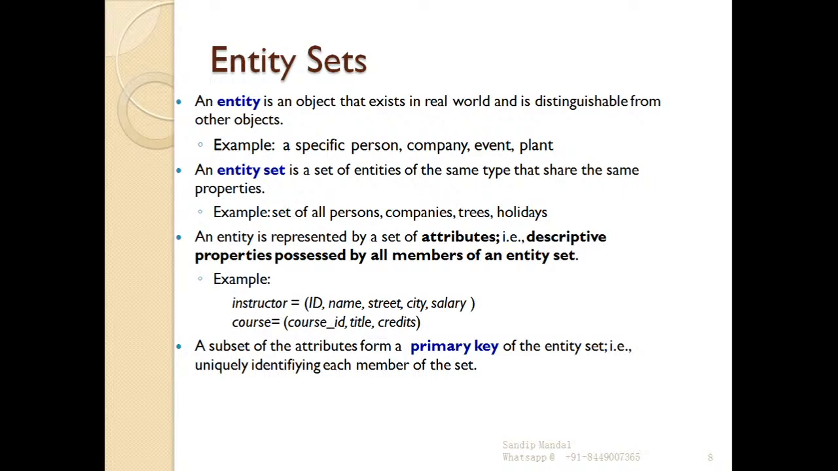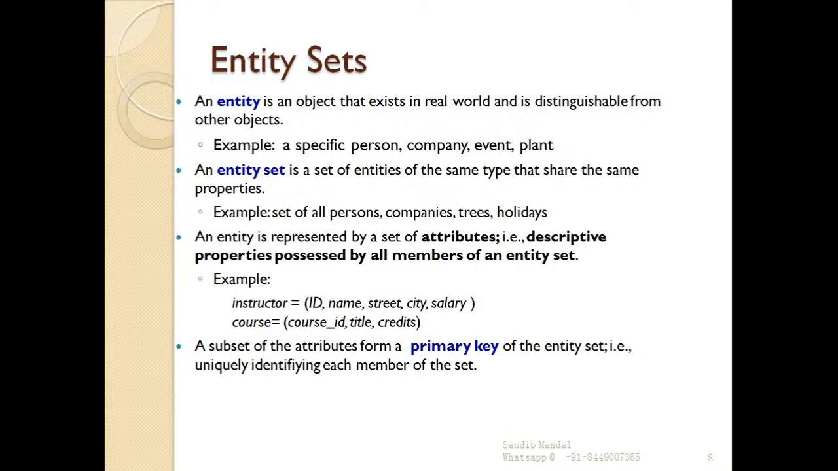In our university there is no physical object by the name of computer science, but it's an abstract object. So this particular object must have some course ID and some course title, that is computer science, and credits, say a total of 150 credits or 200 credits for the total courses. So a subset of the attributes forms a primary key of the entity set.